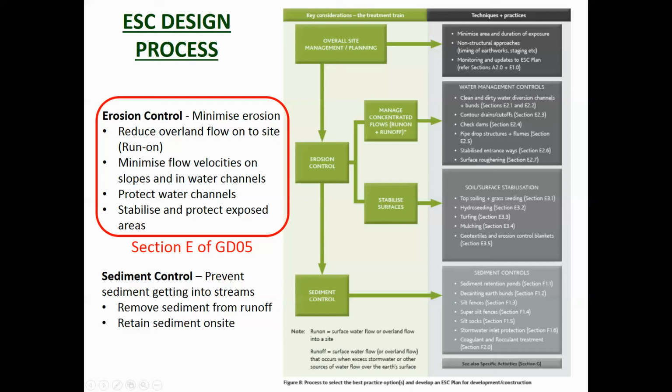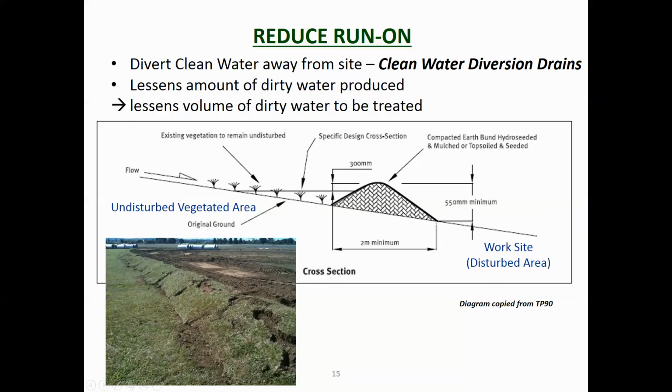So let's look at some of those steps. We're going to look at each one of these. Reduce the overland flow to the site, which is called run on. You've got run off, which is running off the site, carrying sediment with it. You've got clean water. It might be that there's a vegetated site upstream from your site and water's flowing onto that. Now the minute that water flows onto your site, it's going to become contaminated with the soil and it becomes your problem. But if you can prevent it from running onto your site, then that is just one less problem for you.